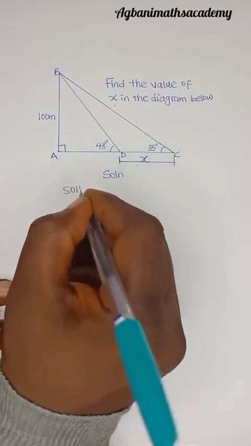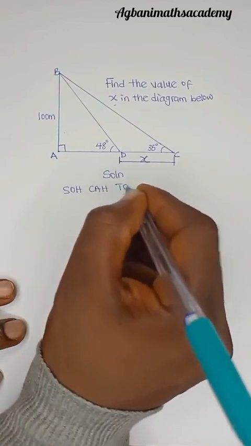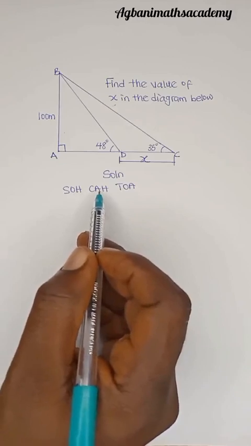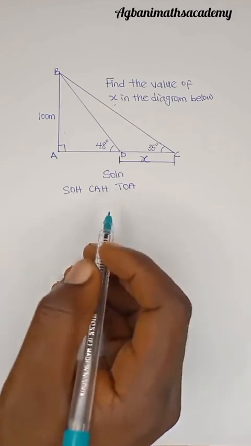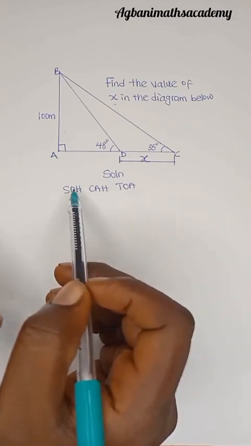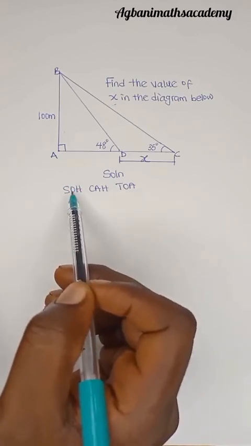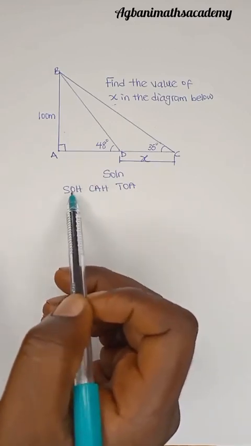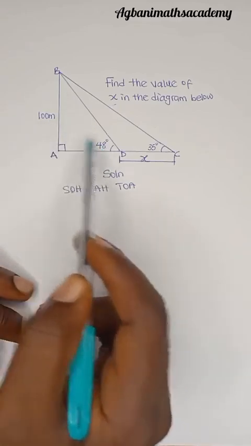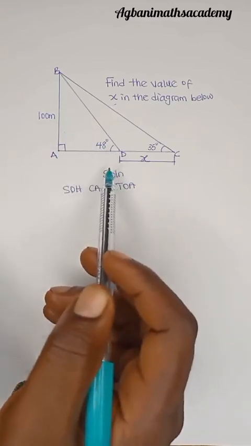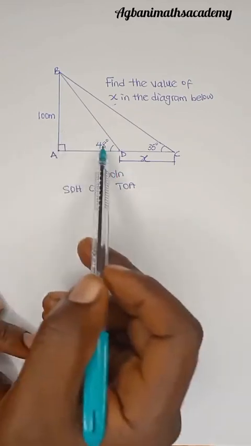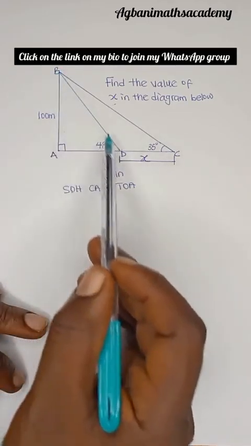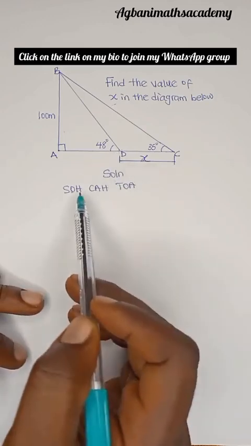SOH CAH TOA. So SOH is sine, CAH is cos or cosine, and TOA is tangent. Okay, so when do we use SOH? We use SOH when we are dealing with opposite and hypotenuse in a particular problem. What is the opposite? The opposite is the side directly facing the angle given or the angle in question. Okay, so the side opposite the angle given is called the opposite. The slanting side of the right-angled triangle, which is the longest side, is called the hypotenuse.